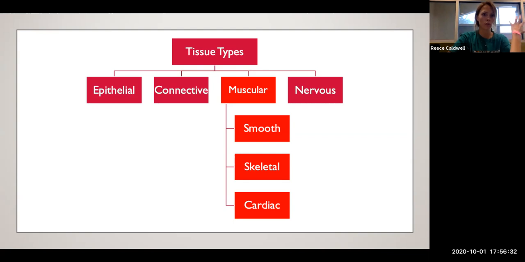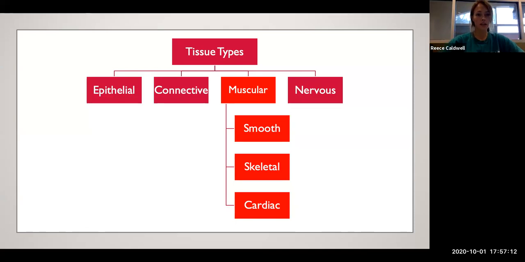GI tract. I mean, we would all have to wear adult diapers if that was the case. We want smooth wave-like contractions, and that's actually termed peristalsis, but don't worry about that yet. We'll learn that in the digestive system. But there's this contraction called peristalsis that occurs in the GI tract. If you don't know what the GI tract is, it's the gastrointestinal tract, so all the way from your mouth all the way down to your anus. So the tract or the tube that food comes in and then comes out. And that's where smooth muscle is found.